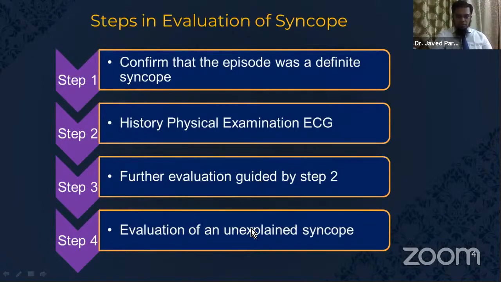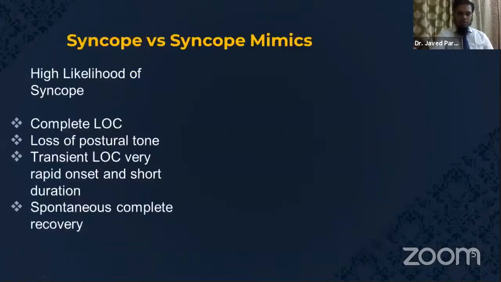And then after basic evaluation, if we still don't have any diagnosis, we label it as unexplained syncope, and then it becomes a specialized field. And then we need to consider specialized tests like maybe tilt table test and implantable loop recorder. You'll see the utility of all in subsequent slides.